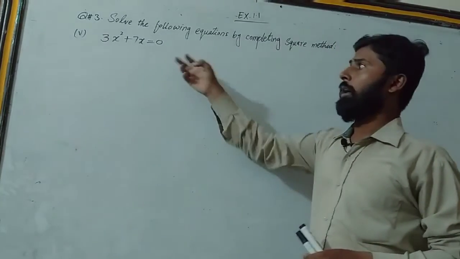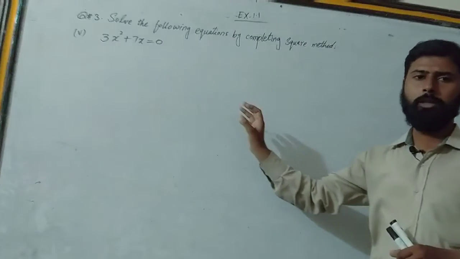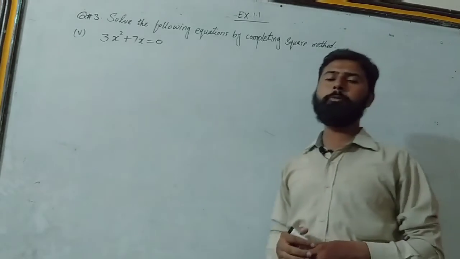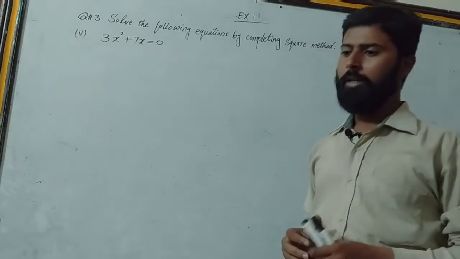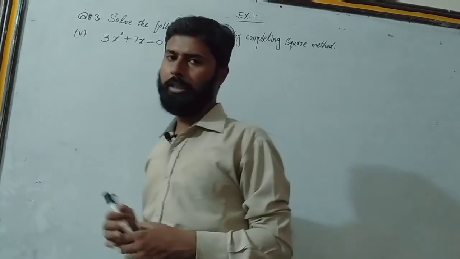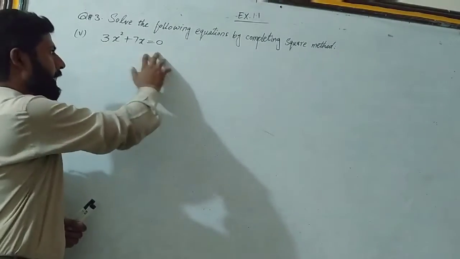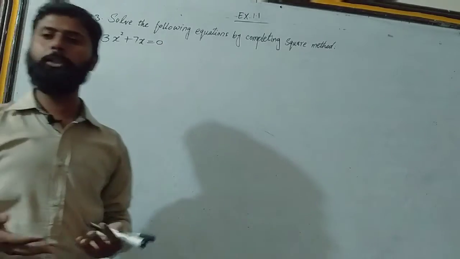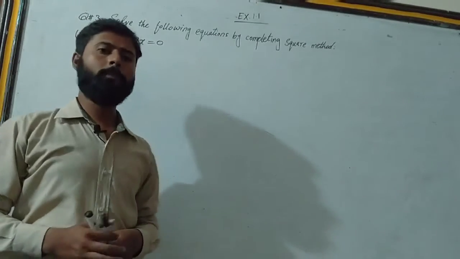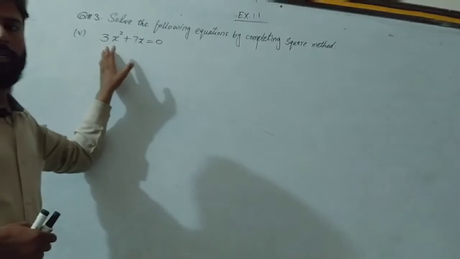Bismillahirrahmanirrahim. As we have done four parts of question number 3, today we are going to solve the fifth part by completing square method. The first step was this: take the constant term without x on the other side. There isn't any value without x, so it means there is a need to write it. Second step, we have to make the coefficient of x square as 1.